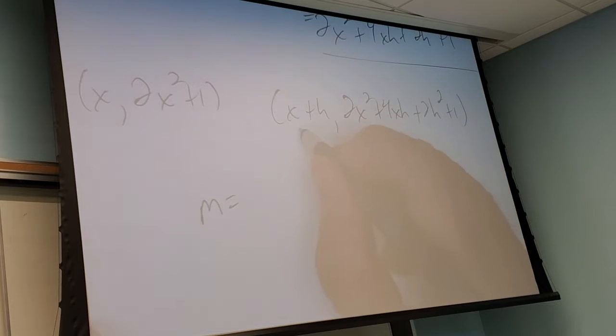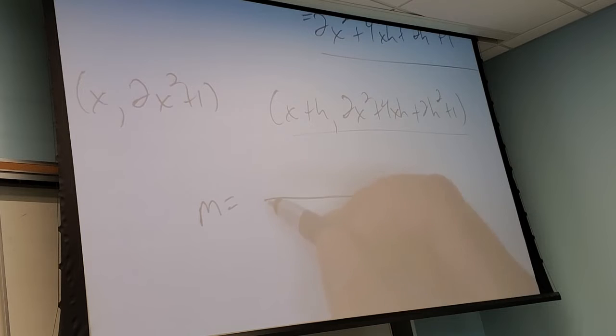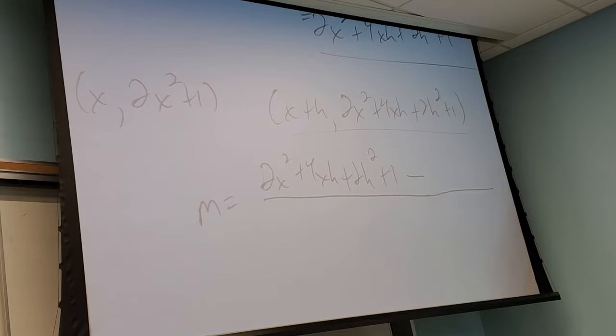Let's call this one the second point, right? So what do I put up here? In general, y2 minus y1 over x2 minus x1. So what's y2? 2x squared plus 4xh plus 2h squared plus 1. And then I do minus y1. And what's y1? 2x squared plus 1.